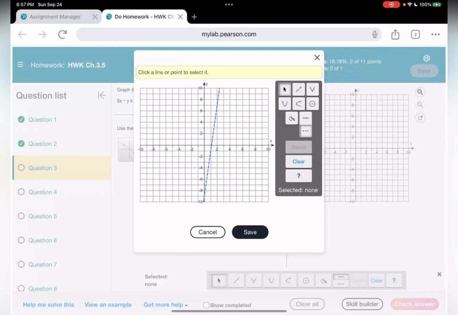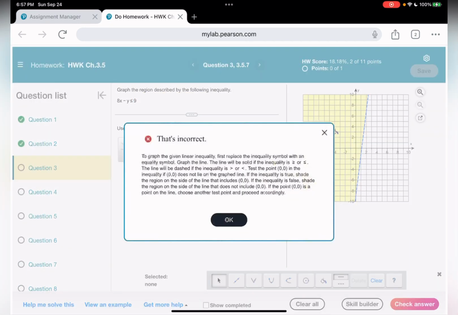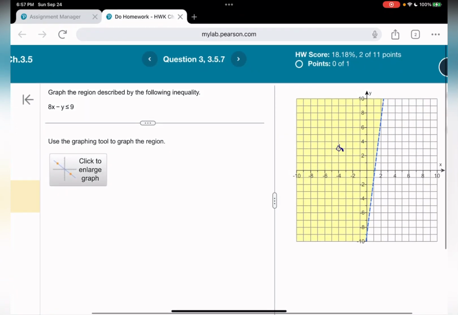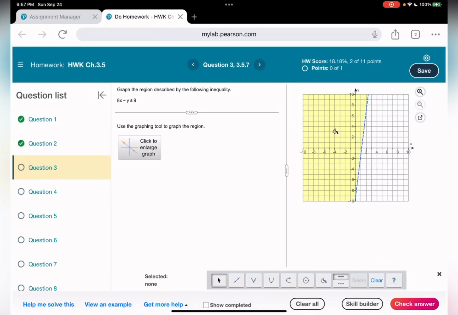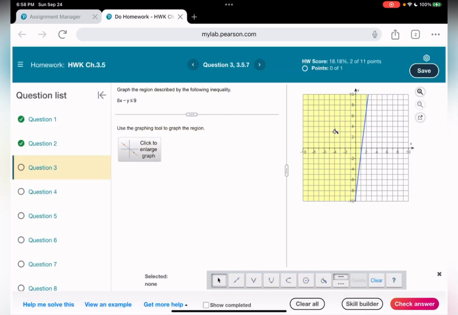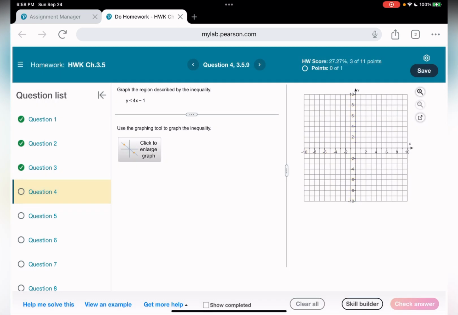Going back. So where is my bucket? Shading here, saving, and checking. What is wrong? Ah, the equal sign there. I didn't pay attention. Okay, let's see how I'm going to fix it. So I'm clicking here. I put it in edit mode, and then click the solid line next to the bucket. There we go. Got it. And it's correct. Next question.